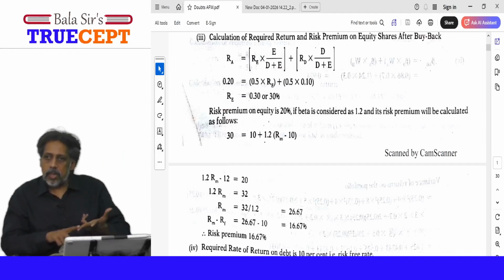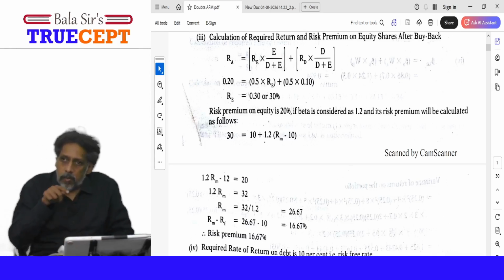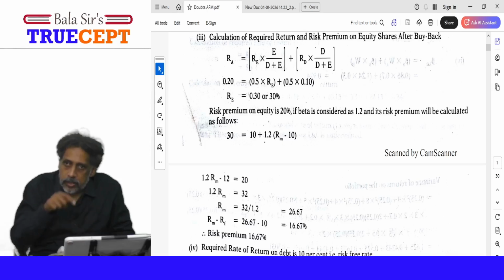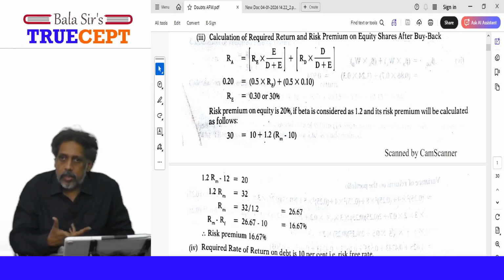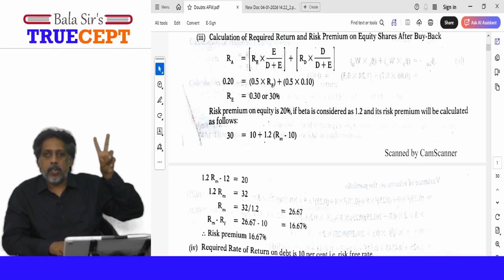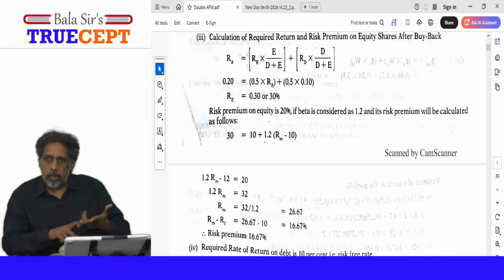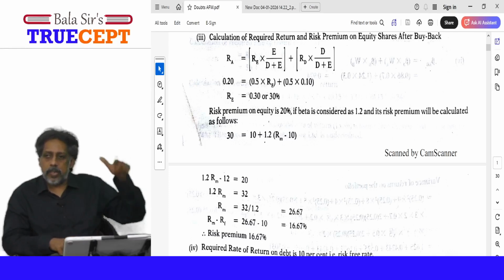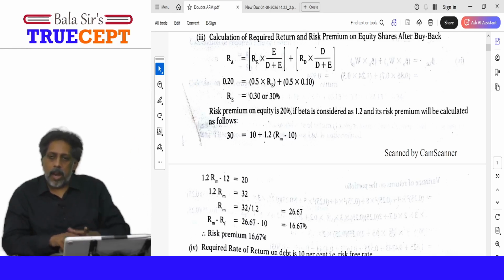So return on equity into E by E plus D, plus return on debt into D by D plus E. When I say return on equity, it means the required rate of return, the return expected by shareholders. You can do this and find 30%. How? Left hand side is going to be 0.2 or 20%, right? That is equal to the return on equity expected, which we don't know, into 50 by 100 or 0.5. Am I right?